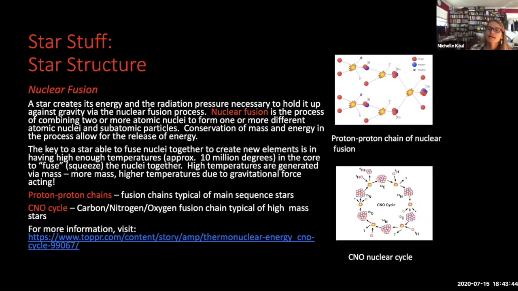Now, if you start with a bigger glob of molecular gas to start your star, so you're starting out with a higher mass star, what happens is you have increased pressure in the core and increased temperatures, such that you could start fusing, doing this CNO cycle, which is a fusion of carbon, nitrogen, and oxygen. Okay, so this is typical of a high mass star.